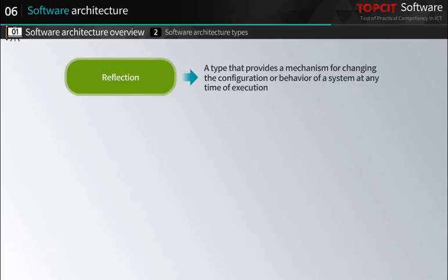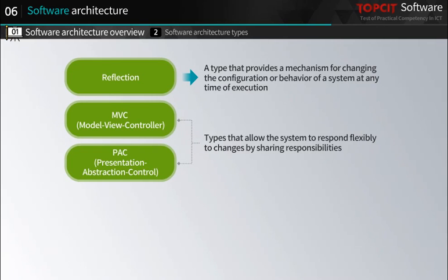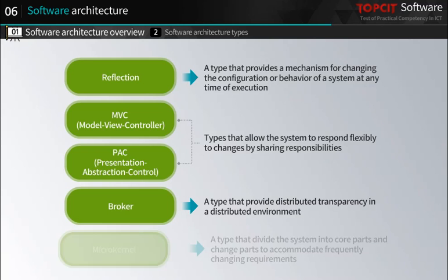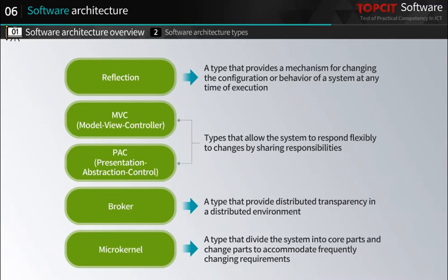In addition, reflection provides a mechanism to change the system configuration or behavior at any time of execution. MVC and PAC allow the system to respond flexibly to changes by sharing responsibilities. Brokers provide distributed transparency in a distributed environment. Microkernel types divide the system into core parts and change parts to accommodate frequently changing requirements.